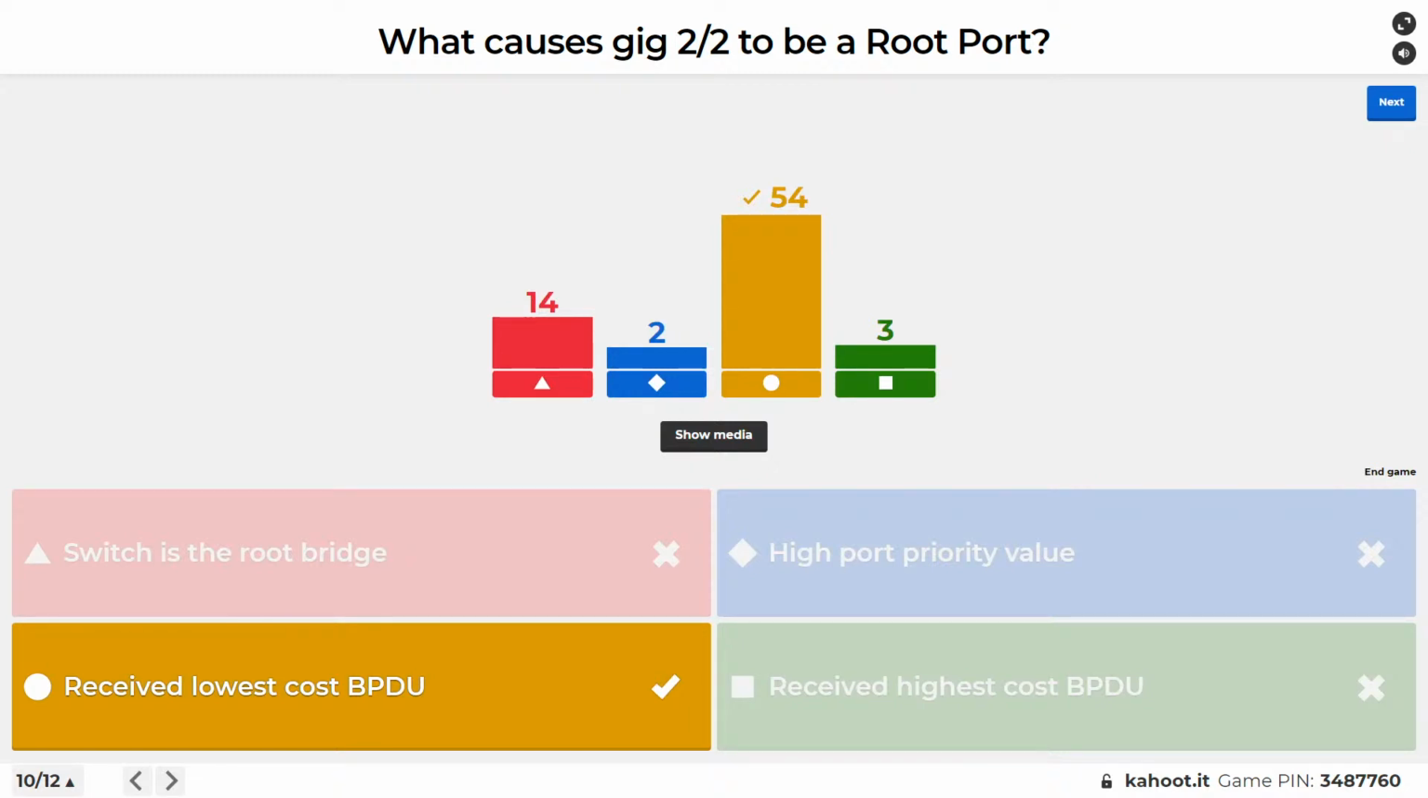Right, lower is better. We went through the 4 steps to decide how to become a root port, and the very first element there is cost. What is the lowest cost to get towards the root?